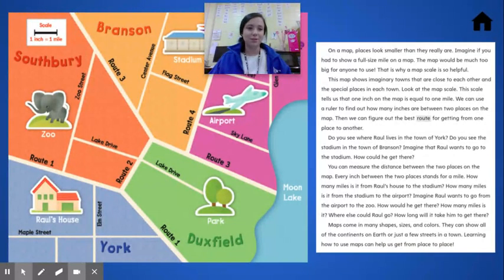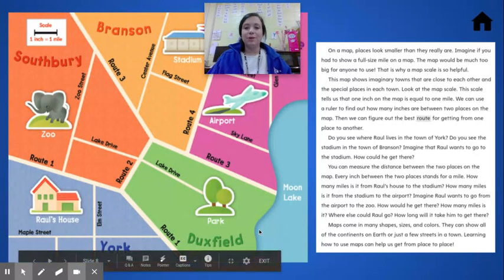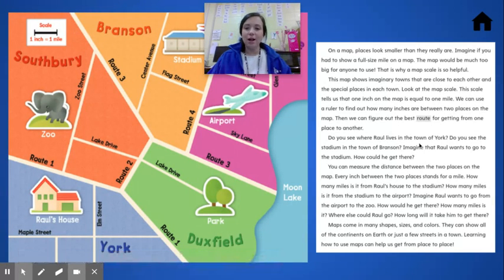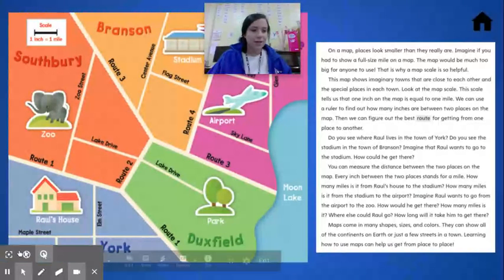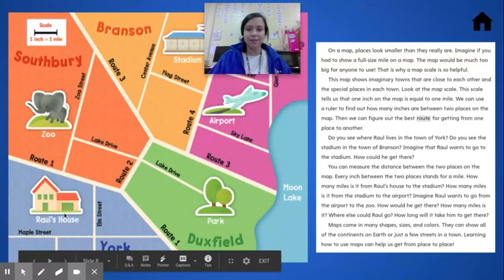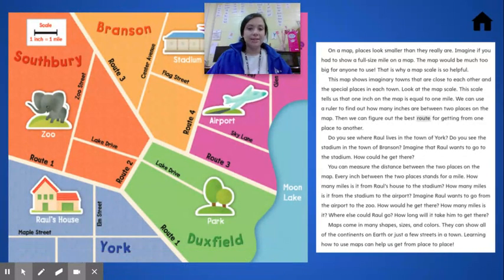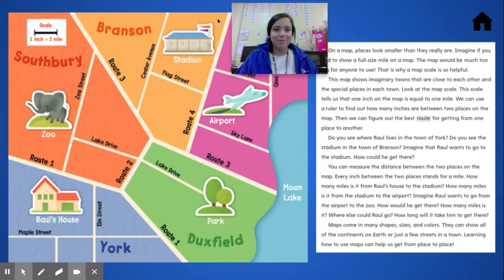That's what this map is for. They can follow the streets and see which way is best. Do you see where Raul lives in the town of York? So let's look on our map. Here's York. Here's where Raul lives. Do you see the stadium in the town of Branson? So here's Branson. It's right beside my picture on the camera. Here's the stadium. I'll scoot over a little bit.